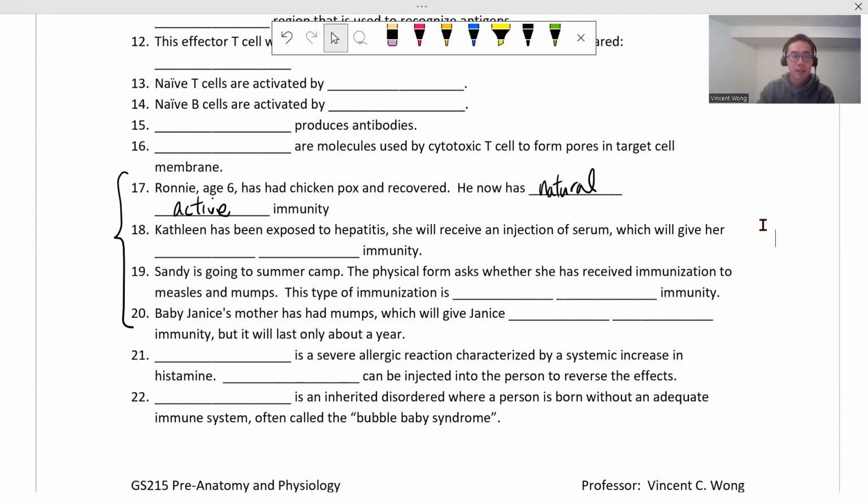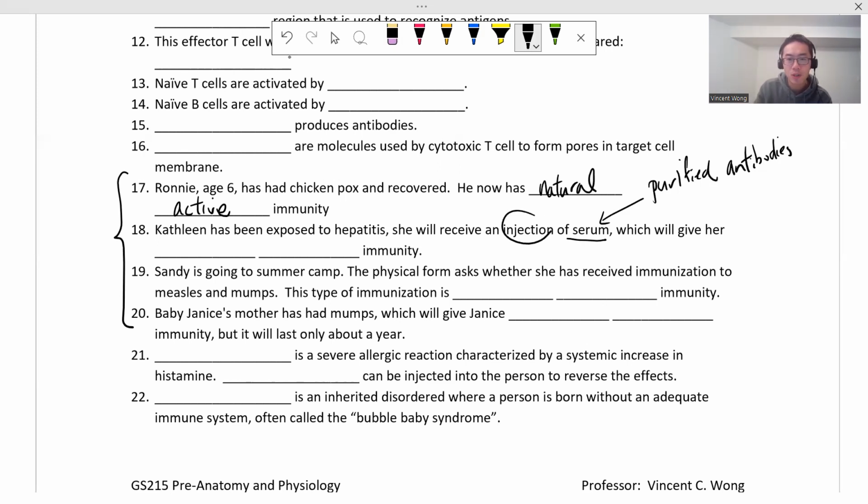Okay, so let's talk about them. Kathleen has been exposed to hepatitis. She will receive an injection of serum. The serum is purified antibodies from someone who has already fought off the disease, in this case hepatitis, which will give her blank immunity.